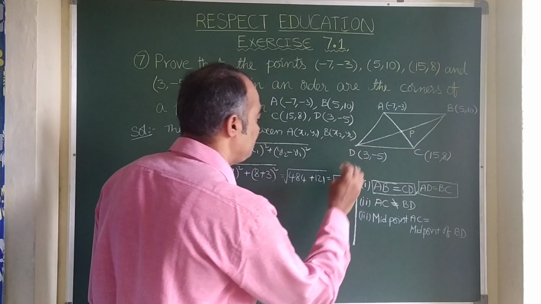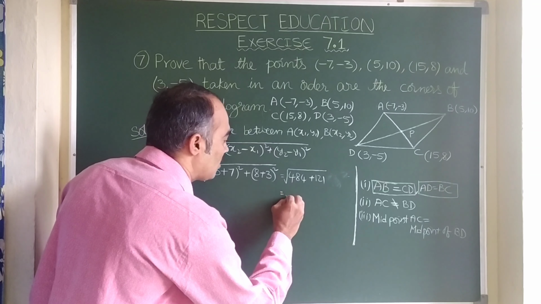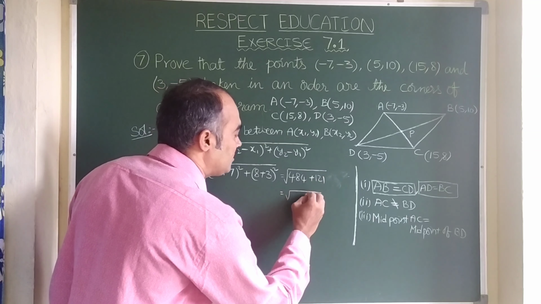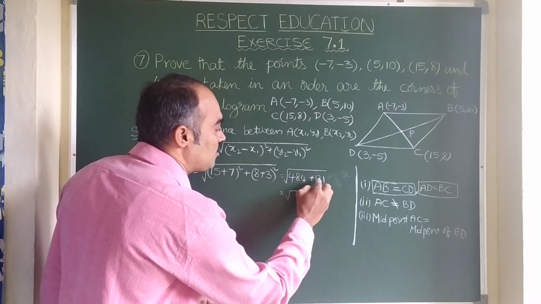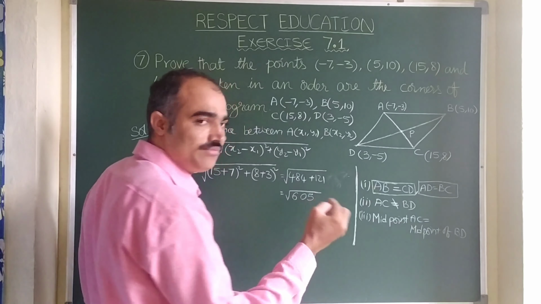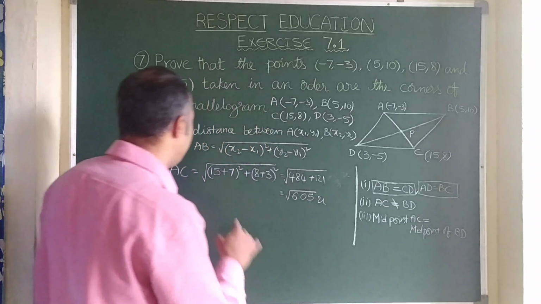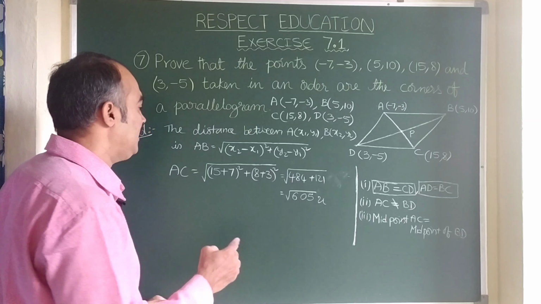Here we get, so here no place may not be sufficient. So here I am writing, it is under root. 4 plus 1 is 5, 8 plus 2 is 10, 0 here 1, it is 605, means root 605 units. That is the value of AC, right?